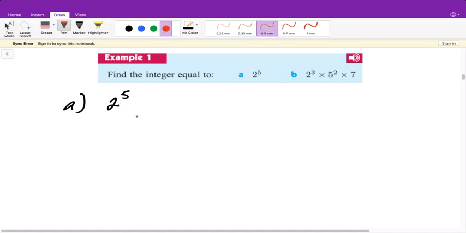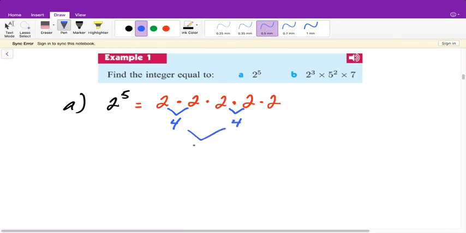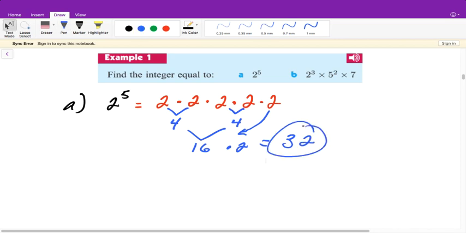But what we can do first, if you're not sure, is rewrite it. 2 to the fifth power means we're multiplying 2 together 5 times. So 2 times 2 times 2 times 2 times 2. All right, then we need to actually go ahead and multiply this. So I'm just going to break this down. 2 times 2 I know is equal to 4. 2 times 2 I know is equal to 4. Well, 4 times 4 I know is 16, and I'm left with another 2 out here that I never multiplied. So then I would have 16 times 2 is then equal to 32. So 2 to the 5th power is 32.